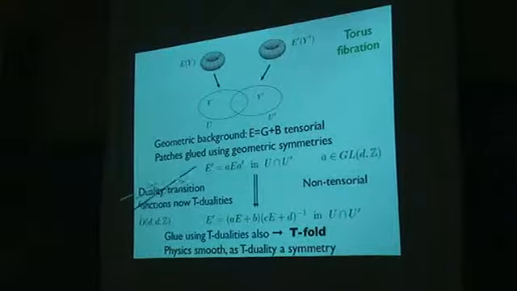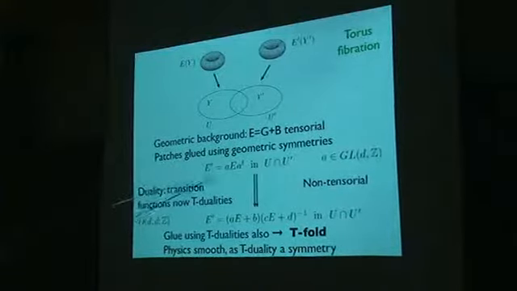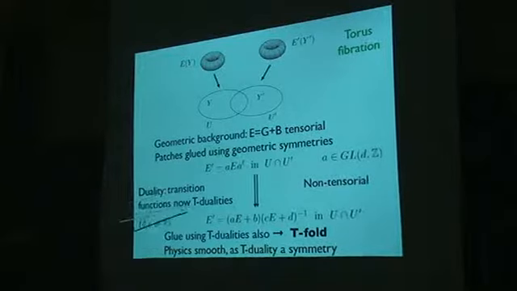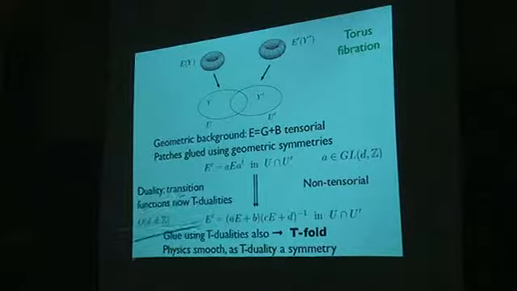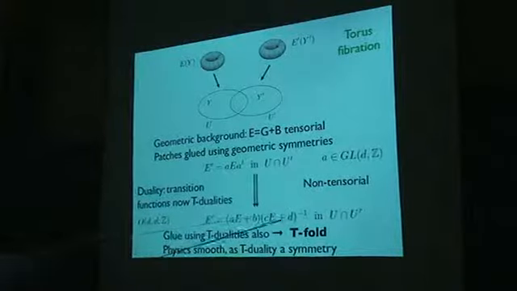Then, after doing a duality transformation, the transition functions will now be T-dualities, and we'll end up with E and E primed in the overlap being related by a fractional linear transformation.